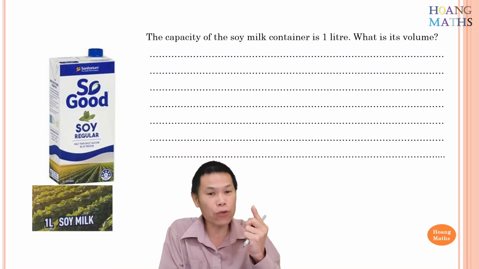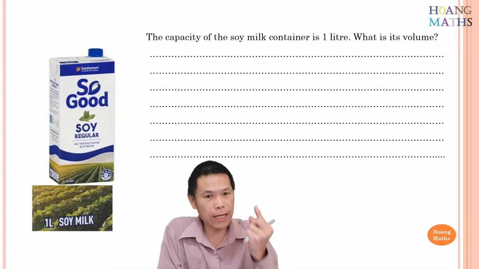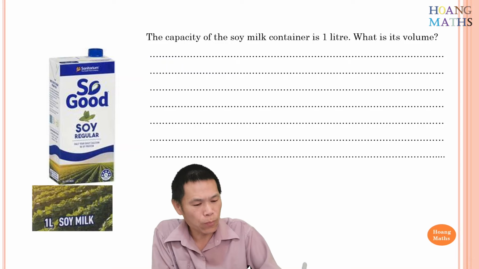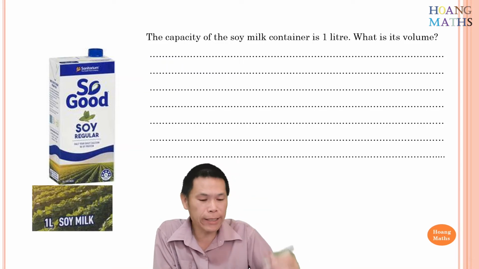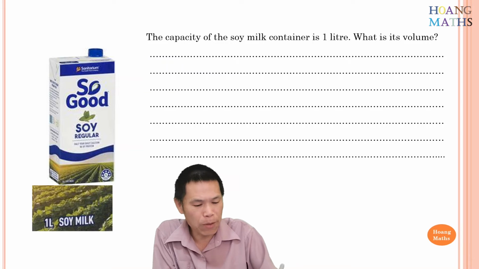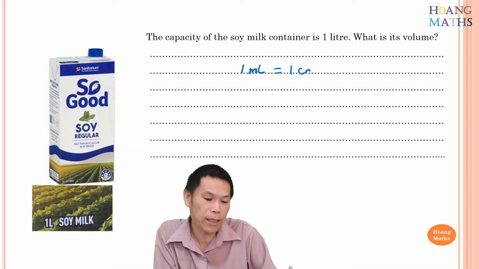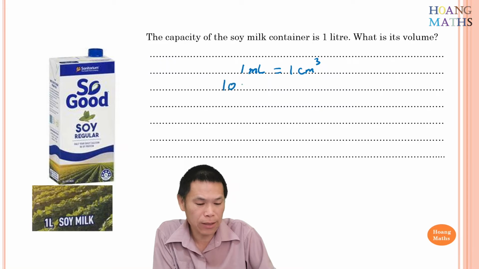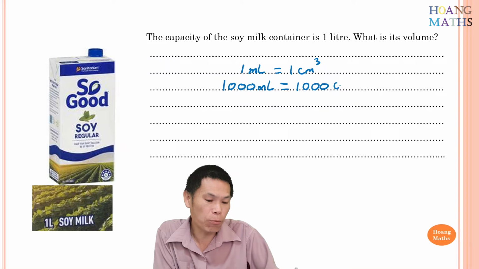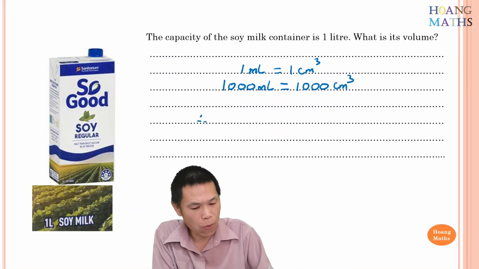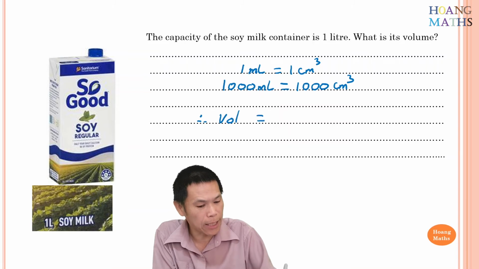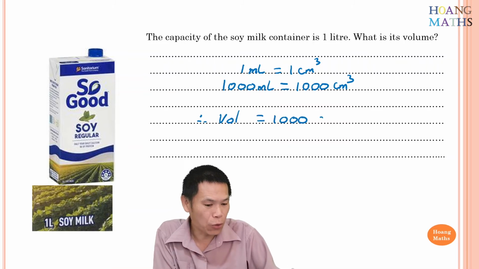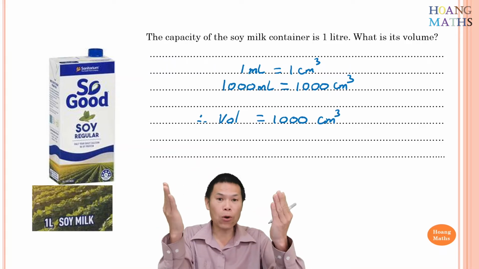So we know that the capacity of this container is 1 liter. So therefore, what we do, we times by 1,000. We know that 1 liter is 1,000 milliliters. So let me write this down first. I know that 1 milliliter is 1 cubic centimeter, so remember that. And then we have 1 liter, that is 1,000 milliliters, which is 1000 cubic centimeters. So therefore, the volume of this container here is 1000 cubic centimeters. That's all.